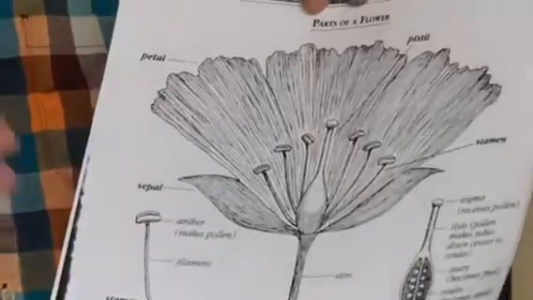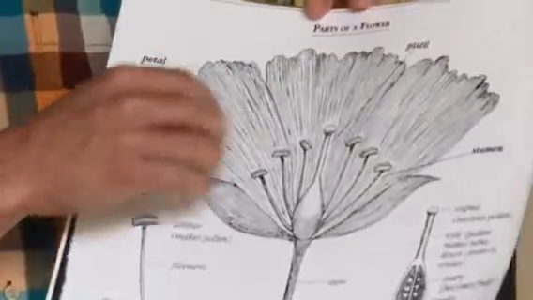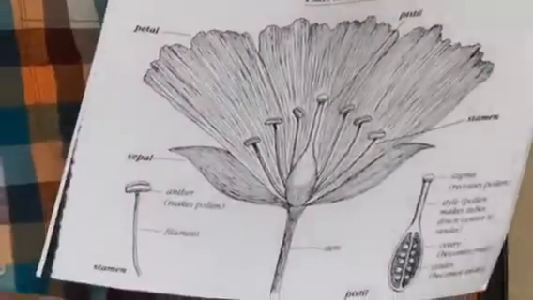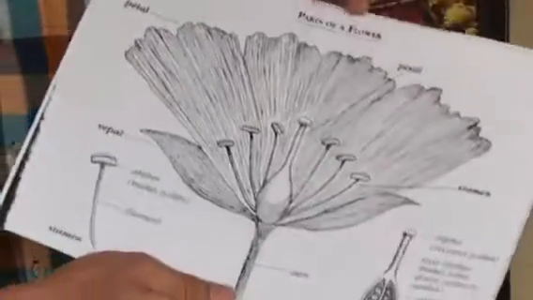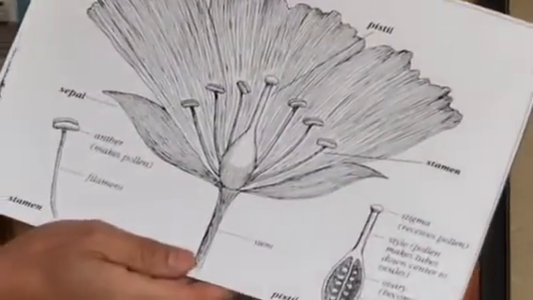I'm sure with the older kids especially, you can talk about the details of the different parts and how the pollination process works and how it's a big part of what we need in order to get the food that we eat.